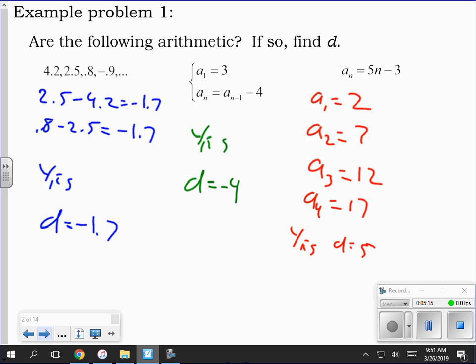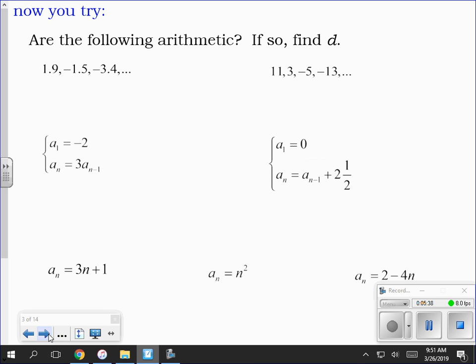And I'll give you a little hint. This is a linear equation, is it not? If I graph this, this would be a straight line. Linear equations give me arithmetic sequences. And the number in front of the n is what my D is. So if I have something that looks like that, that's an arithmetic sequence. Okay, questions? Your turn, do those.